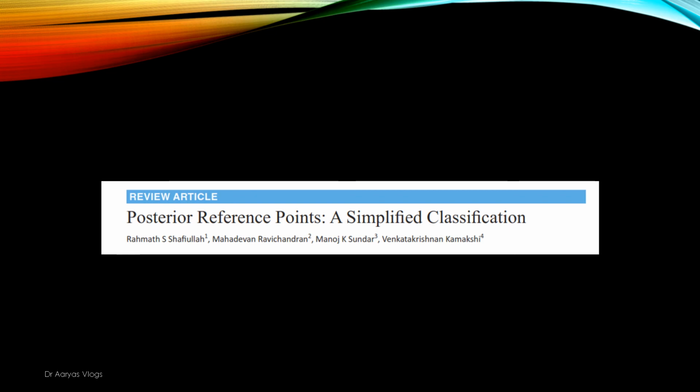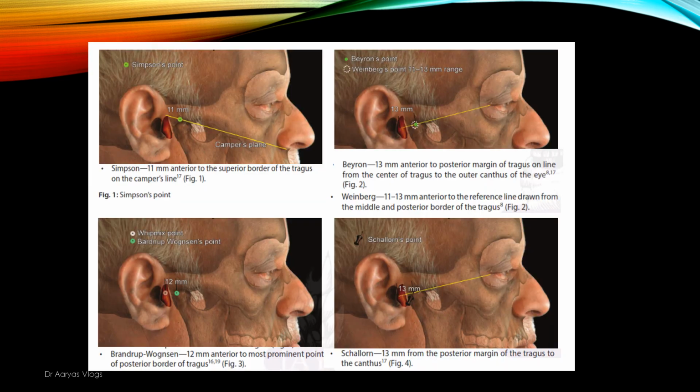Coming to an article by Shafullah et al. It is a simplified classification. It is a review article about the posterior reference points. According to this article, there are various other reference points also. This is Simpson's point. What is Simpson's point? It is 11 mm anterior to the superior border of tragus on the campus line. This is the campus line or the campus plane, and Simpson's point is 11 mm anterior to the superior border of tragus.